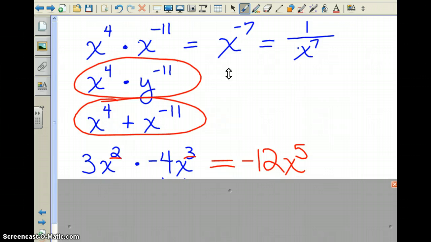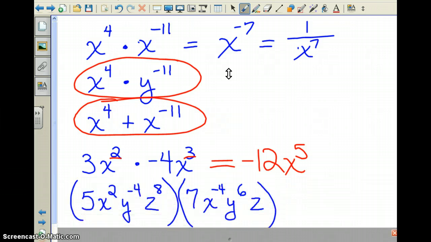Our last problem for today, look at these. We're going to multiply these monomials together. We've got a bunch of variables. We're going to do this the same way. Coefficients, 5 times 7 makes 35.